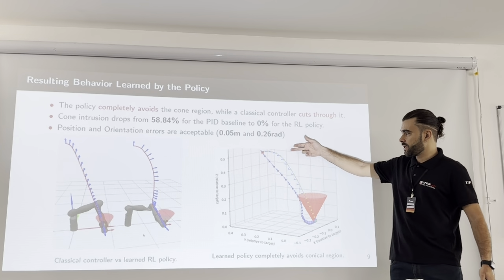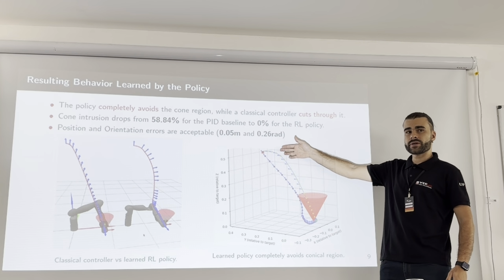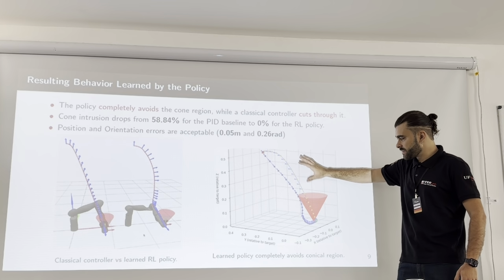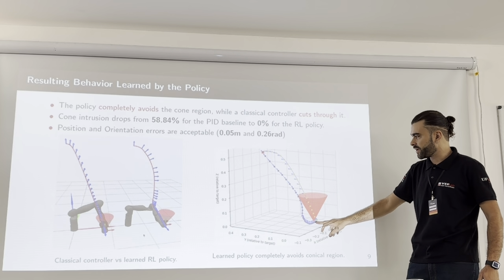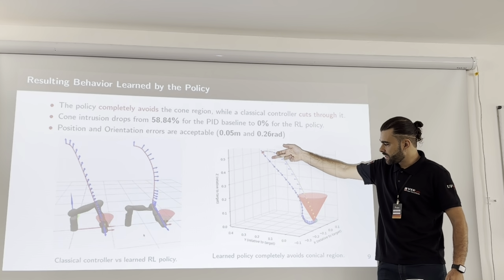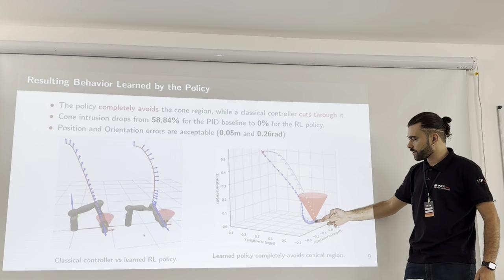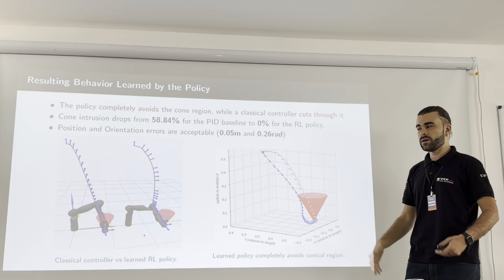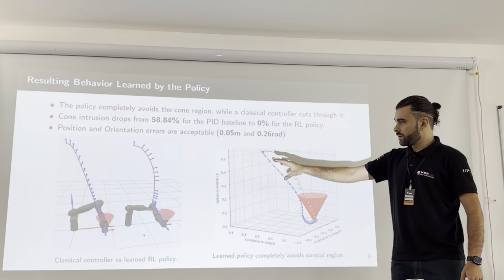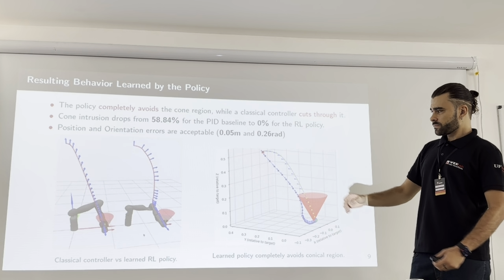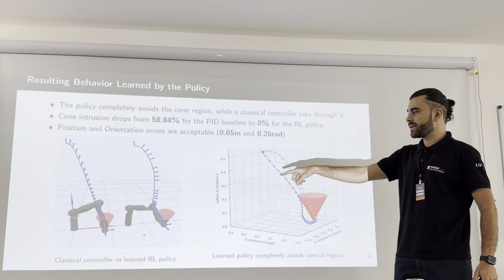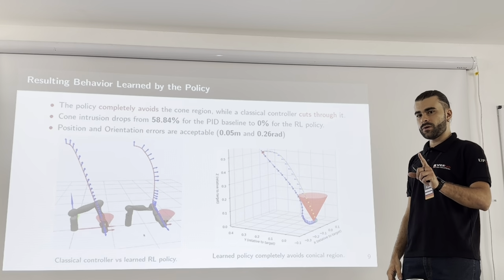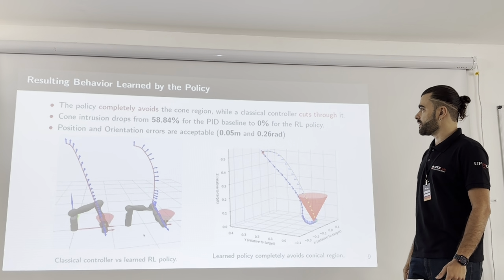So as you can see here, a PID controller wants to go straight to the point, and it doesn't really care about avoiding the conical region, so it goes straight to the point, whereas our policy completely avoids the conical region because of the penalty that we have enforced. On the left-hand side, we see a classical controller. On the right-hand side, we see the learned policy. I'm also going to show you a video about that.